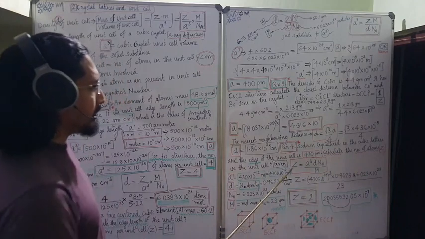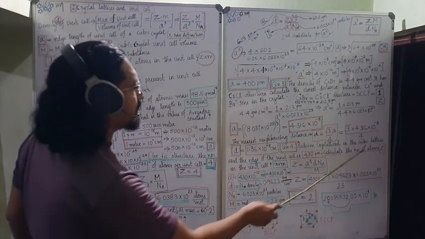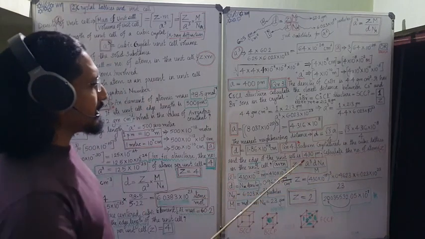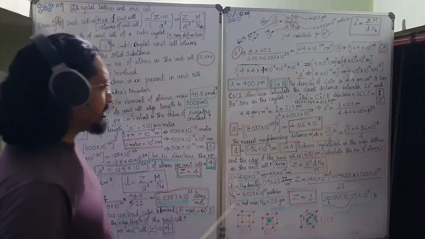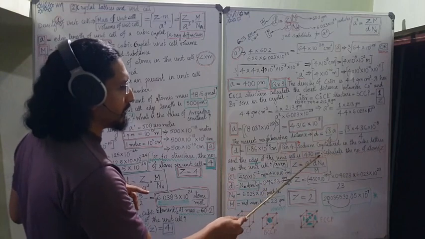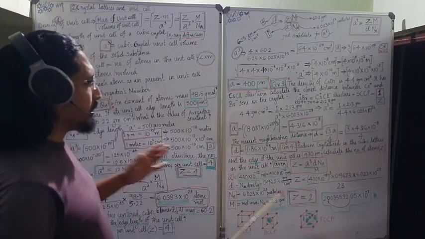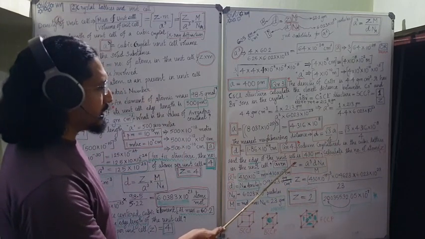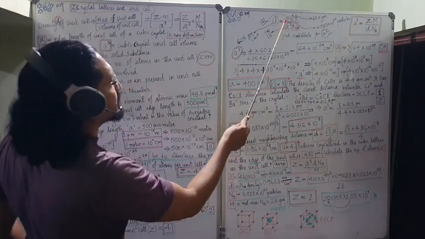But regarding the equation, what we want to find out is to calculate the number of atoms. Z is to be found out for the unit cell. Again, the question: sodium crystallized in the cubic lattice and the edge of the unit cell is 430 picometer. Calculate the number of atoms, that is, the number of particles in the unit cell. So this is what is to be found out.